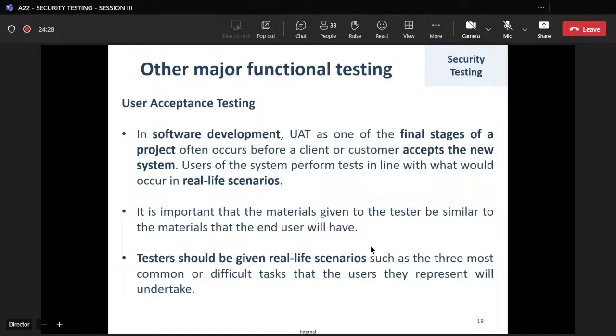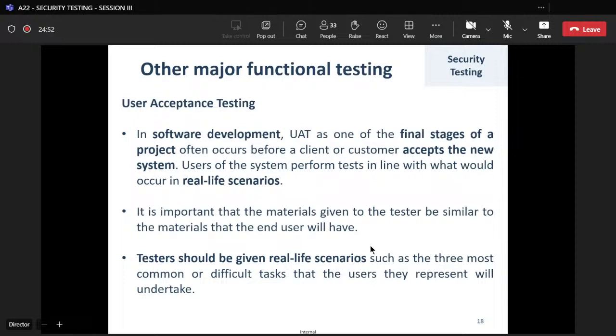And in software development, UAT is one of the final stages before putting into production, because this is going to be accepted by the client, accepted by the customer. Also, this UAT will be performed in real-life scenarios. When I say real life, it is a kind of production environment, as it has been established in the user community.